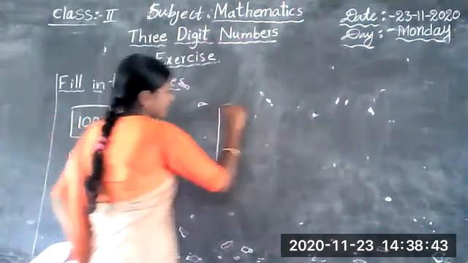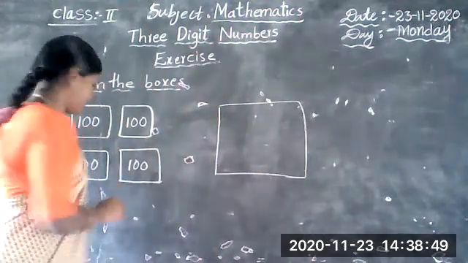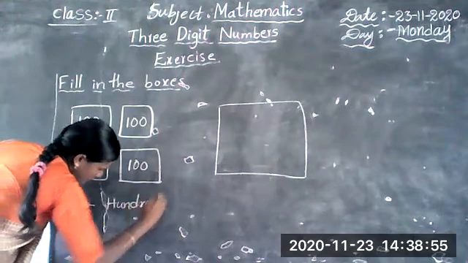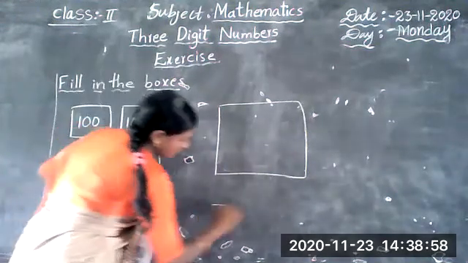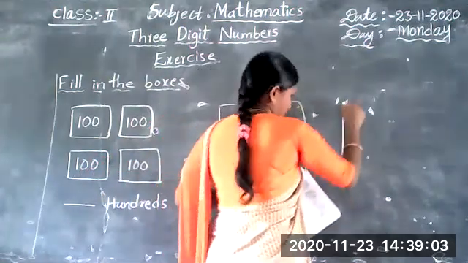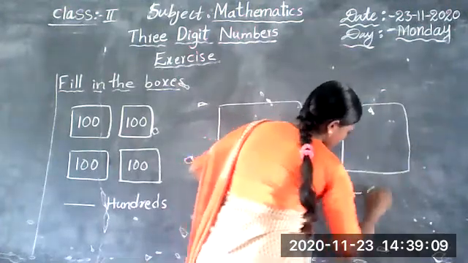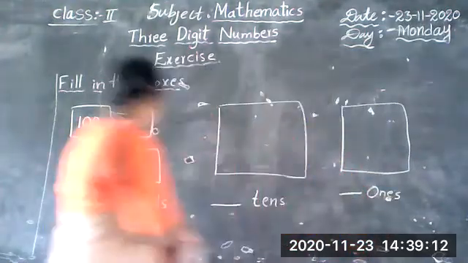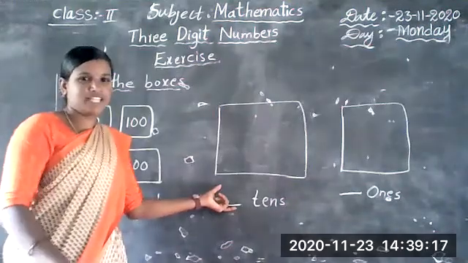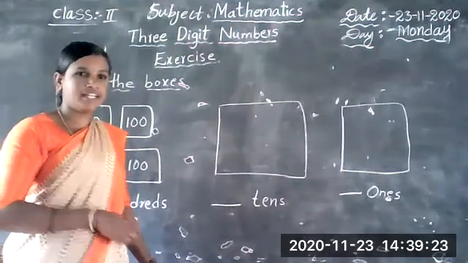Next. This is the tens place. Hundreds. Next, tens. This one, ones. Already we drew the hundreds cards. Next, the tens place. The tens place has a card with 100 holes.